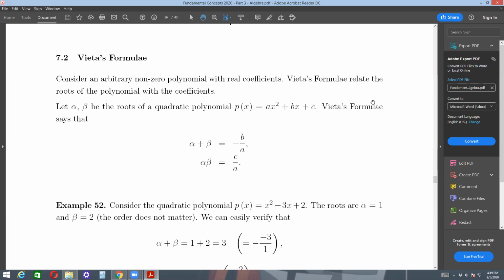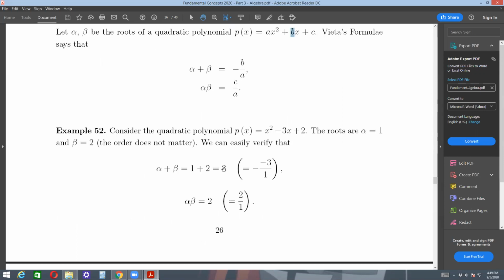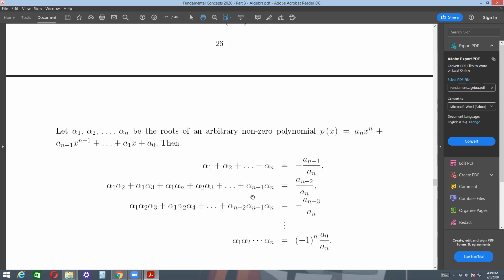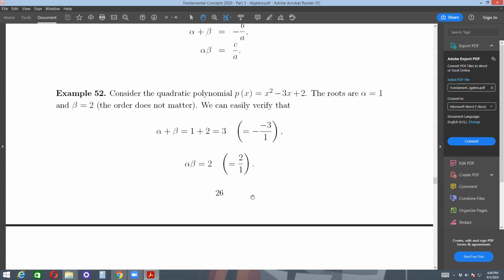Now what Vieta's formula says is that if I take the roots and add them, alpha plus beta, I'm going to get the same thing as negative b over a. And if I multiply them, I'll get the same as c over a. All right, so this is what Vieta's formula says. So you could look at this example here to see that it is in fact true. You could expand that further.